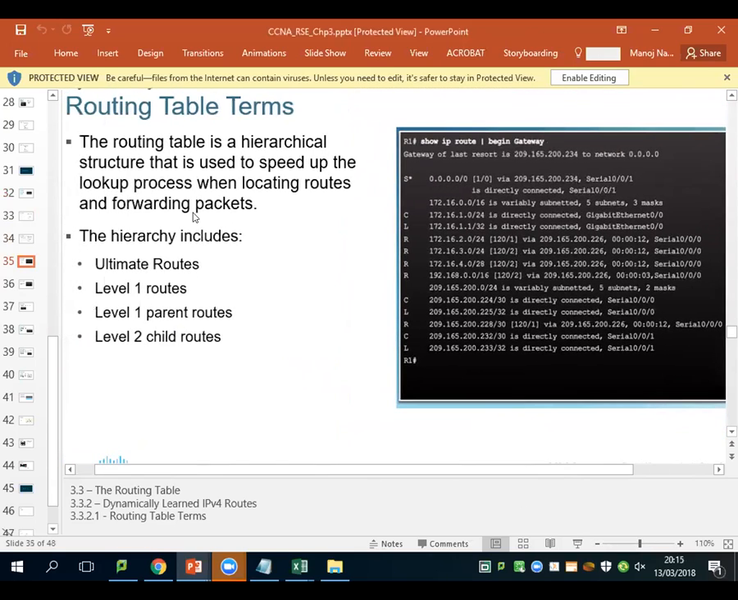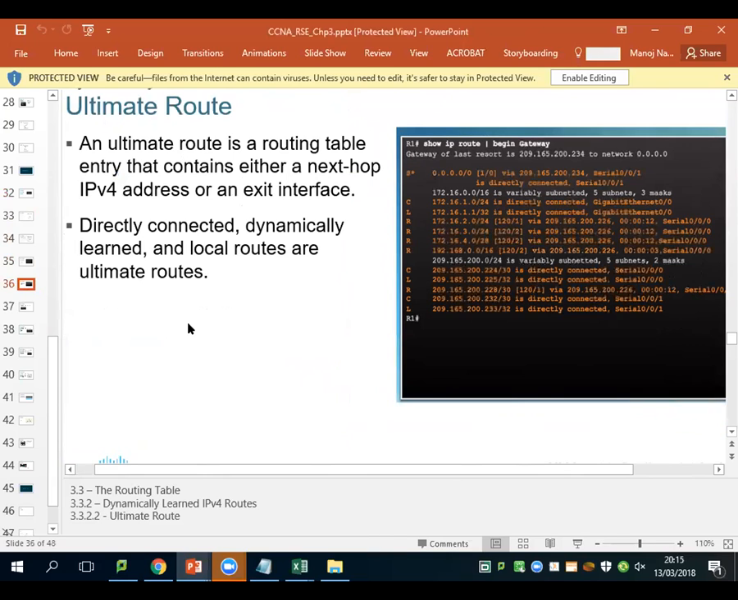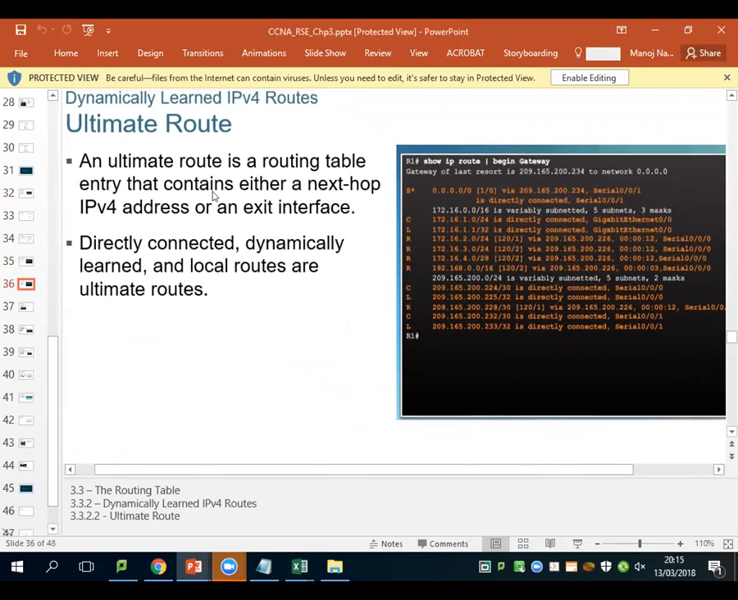So this hierarchy includes the concept of ultimate route, level 1 parent, and level 2 child. So we have the first concept of a parent and child route here. So what do these things mean? An ultimate route is a routing table entry that contains either a next hop IP address or an exit interface. Directly connected and dynamically learned routes are ultimate routes. Here are some examples in orange of ultimate routes. See that one there? C, directly connected gigabit Ethernet interface, and these are other examples of ultimate routes.